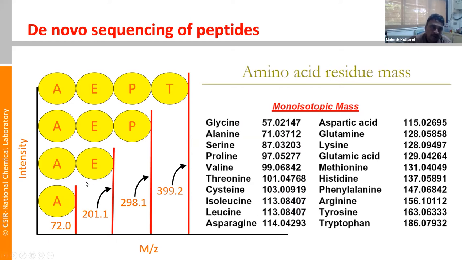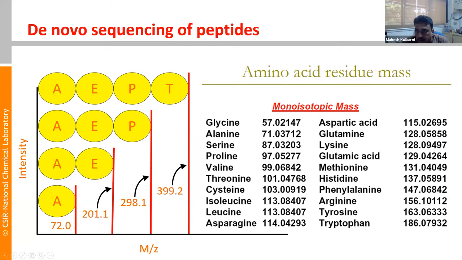Now we'll try to annotate this MSMS spectrum. The mass of the first peak is 72. You know, 72 corresponds to alanine: 71 plus protonation, 72. So you can assign this as alanine. Now you go to the next peak, which is 201. You subtract 72, the first amino acid, from 201. The difference gives the mass of the next amino acid. So 201.1 minus 72 is 129. So glutamic acid.